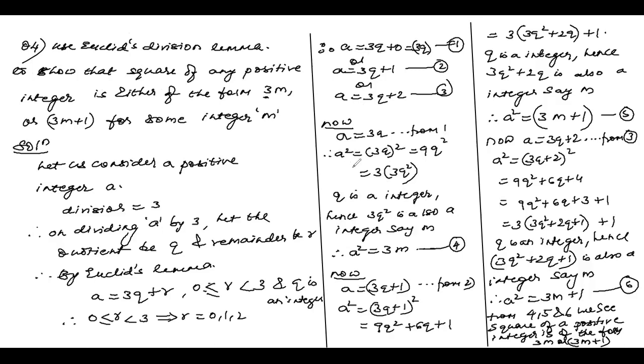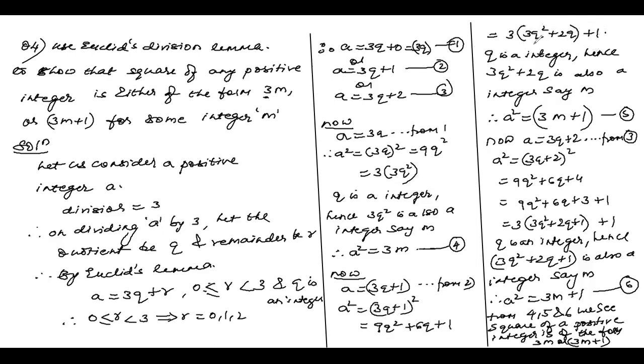So naturally, a square equals 3m. So I got a square as 3m. Now a is also equal to 3q plus 1. So again, squaring both sides, a square equals 9q square plus 6q plus 1. So I can see 3 into 3q square plus 2q plus 1.